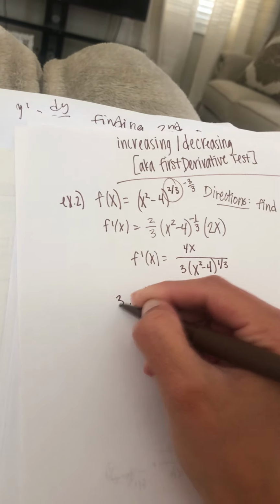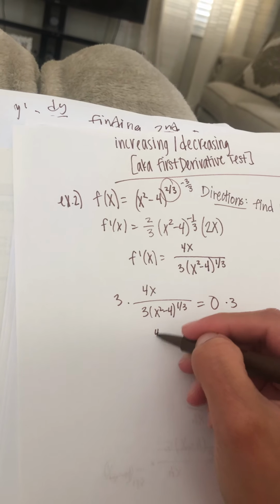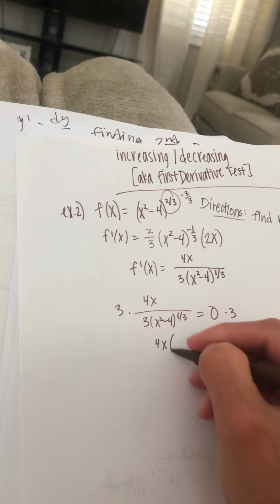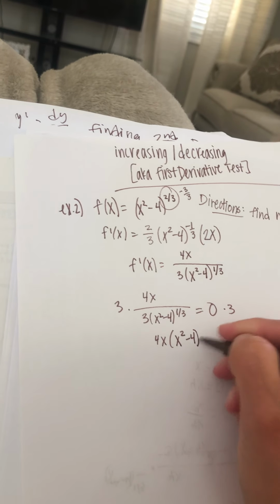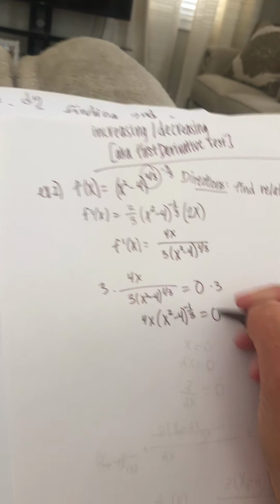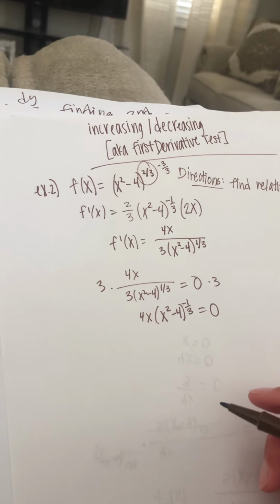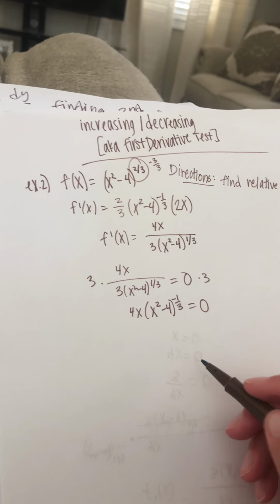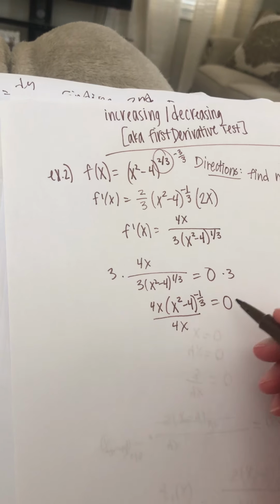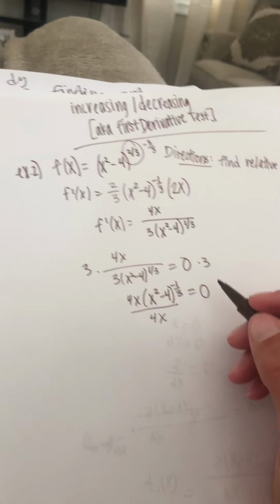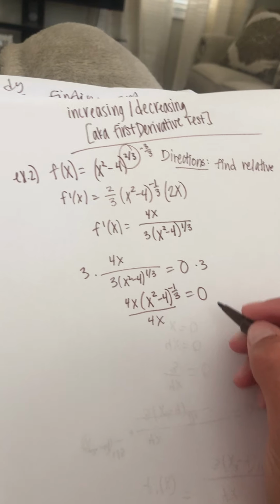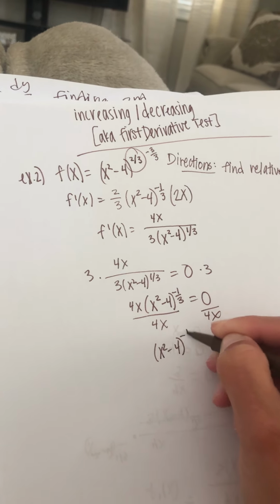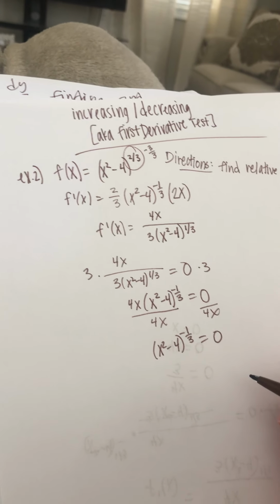equals 0. I'm going to multiply by 3 to both sides. And so now I have 4x. I'm going to go ahead and take this back up to the top, okay? Times x squared minus 4 to the negative 1/3 equals 0. And so now I see that I can do what? I can divide both sides by 4x. Because I see that thing's kind of the weird thing that's making me question it. And I can get x squared minus 4 to the negative 1/3 equals 0.